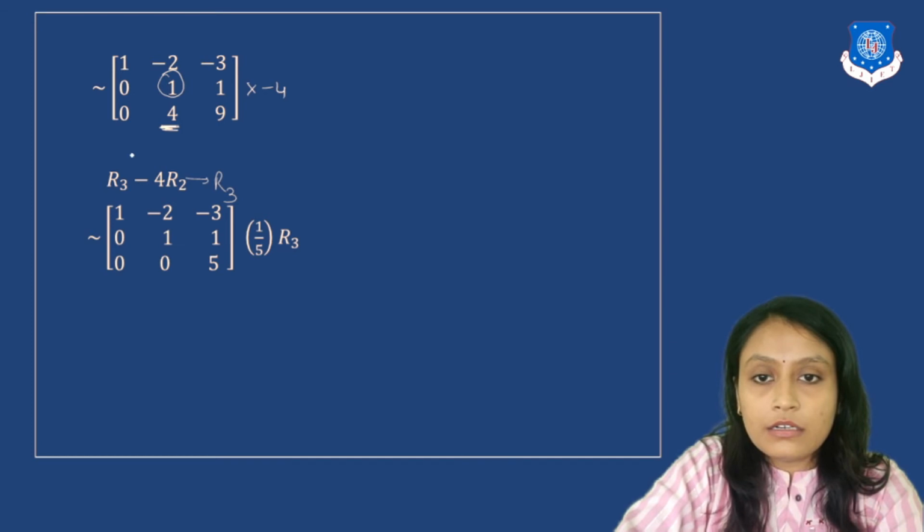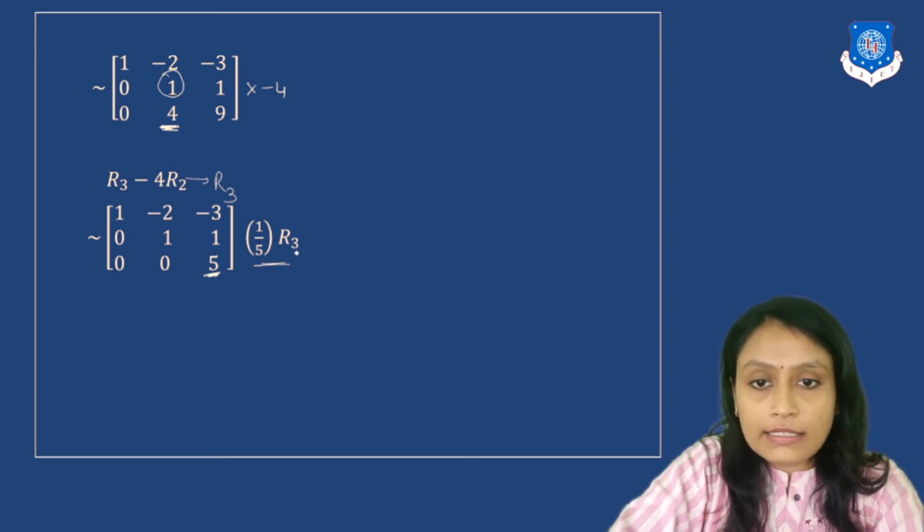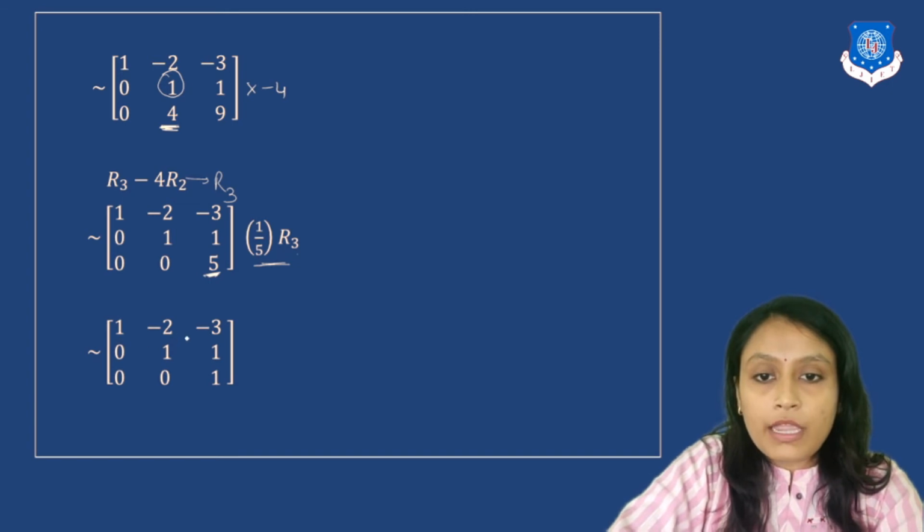And add with the third row. So you will get here 0. Then minus 4 plus 4, 0. Minus 4 plus 9, so here 5. Okay, now the next step is to make 1 over here, right? So we will divide it by 5. So 1 upon 5 into R3. So you will get 1 minus 2 minus 3, 0, 1, 1 and 0, 0, 1. First two rows as it is, and here we have 1.